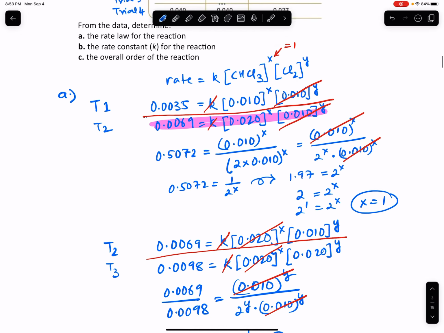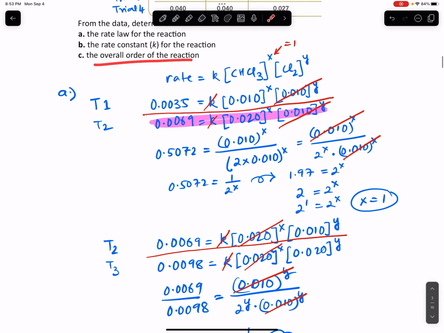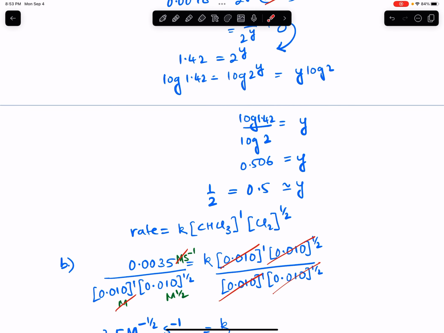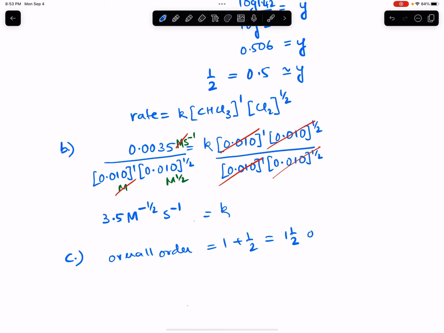Okay, so then the third part of the problem is, what is the overall order of the reaction? So the overall order of the reaction you can find by adding the orders of the individual reactants. Out here we already know what the rate law is. So we're just going to take the 1 and the 1/2 and add that. So the overall order is equal to 1 plus 1/2, which is 1.5. All right. Well, that was it. I hope that problem made sense. Thank you for watching.